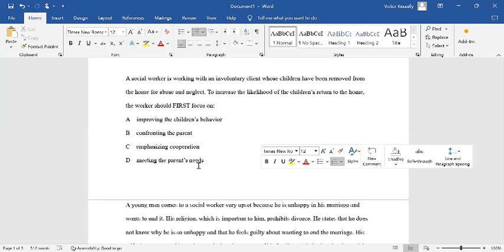So let's look at the question again. A social worker is working with an involuntary client whose children have been removed from the home for abuse and neglect. To increase the likelihood of the children's return to the home, what should the social worker do first? D, meeting the parent's needs. If you can work on the parents and see what is the main problem, what is causing this abuse and neglect to happen, the likelihood of the kids coming back in the home goes up 100 times. So that would be the best answer choice in this situation.